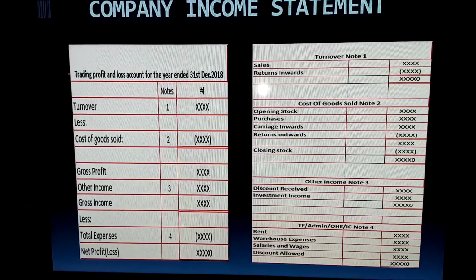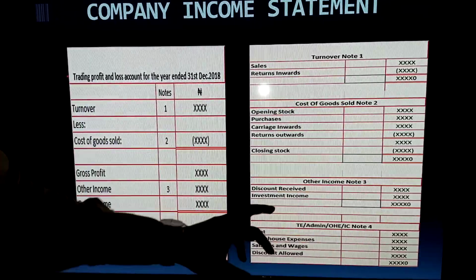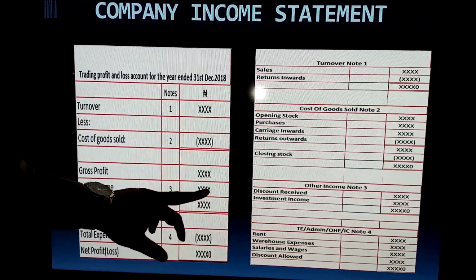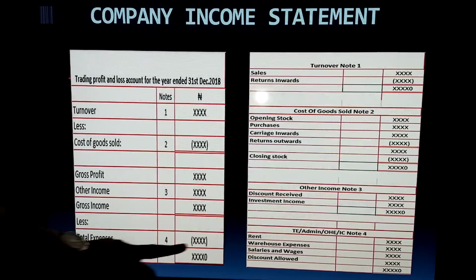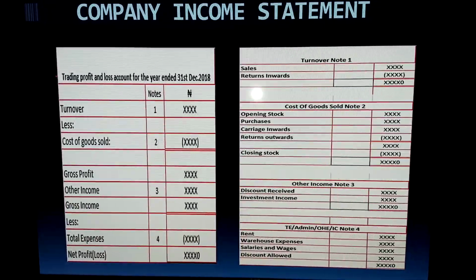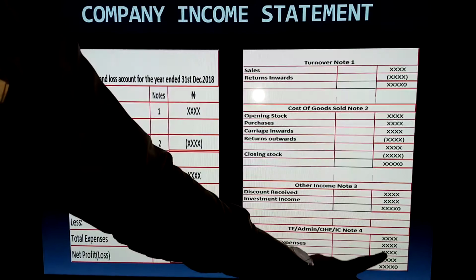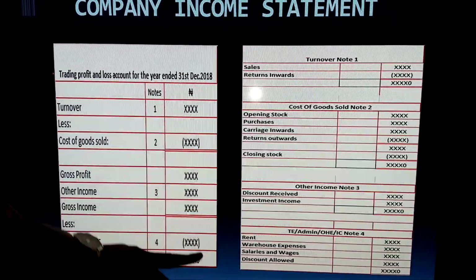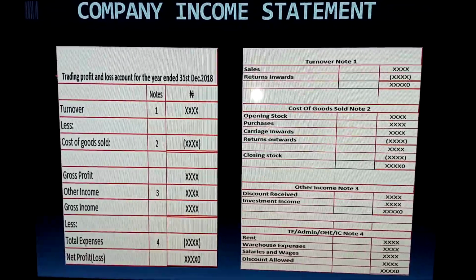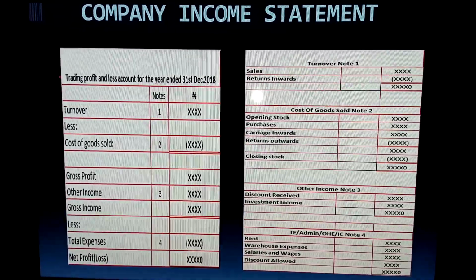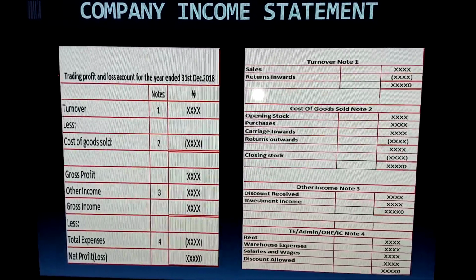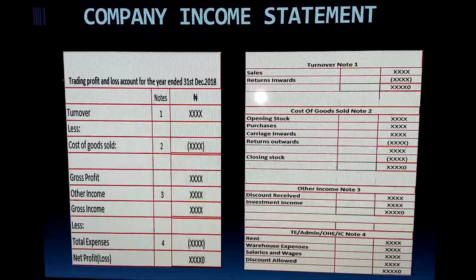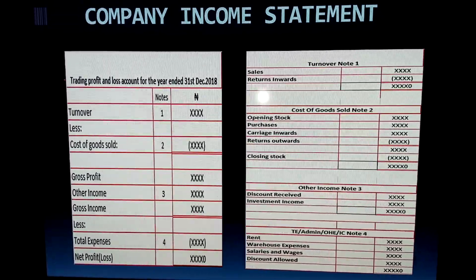If you have other income, note 3, other income: discount received, investment income. When you add it, you have this. So this is your other income. You add this to this, you have your gross income. Then less your total expense. What's your total expense? Rent, warehouse, salaries, discount allowed. All the expense items, you group them, add them together, bring them here, and take it out of your gross income to have your net profit or loss. So basically, this is how you prepare your company income statement. But if it is not a trading company, you have just your turnover as the income items, then your expenses, and then you get your profit or loss.